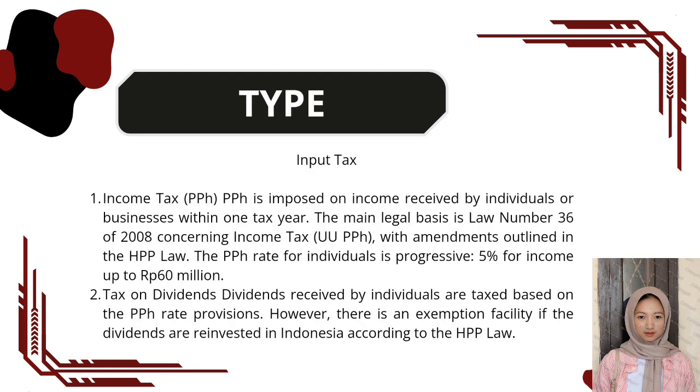Types of input tax. 1. Income tax, PPH. PPH is imposed on income received by individuals or businesses within one tax year. The main legal basis is Law No. 36 of 2008 concerning income tax, UUPPH, with amendments outlined in the HPP law. The PPH rate for individuals is progressive, 5% for income up to 60 million Indonesian rupiah.